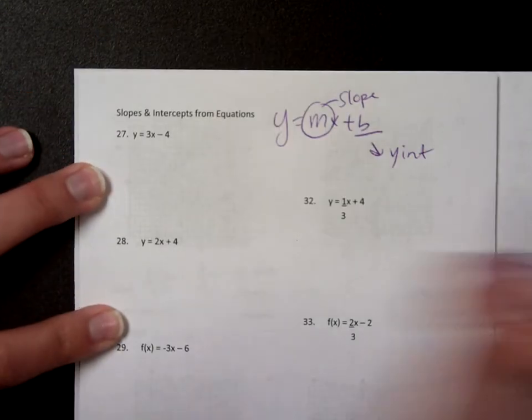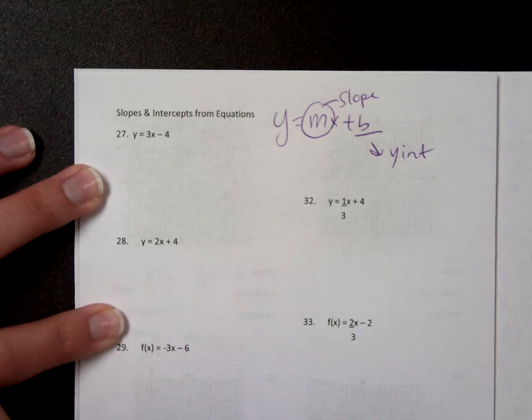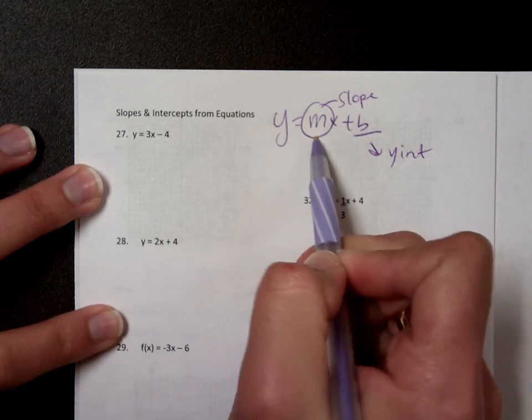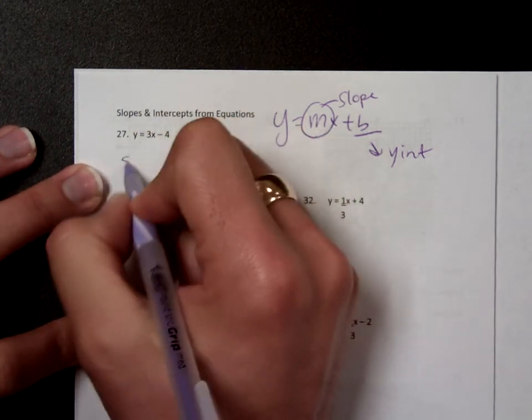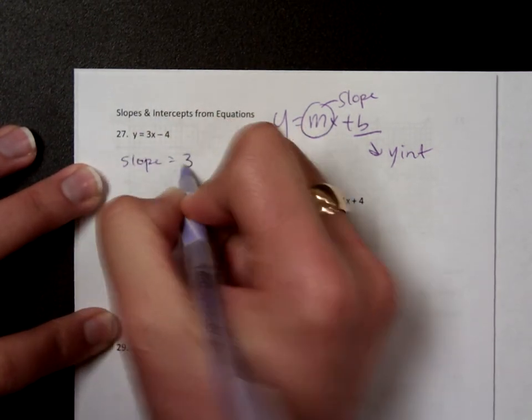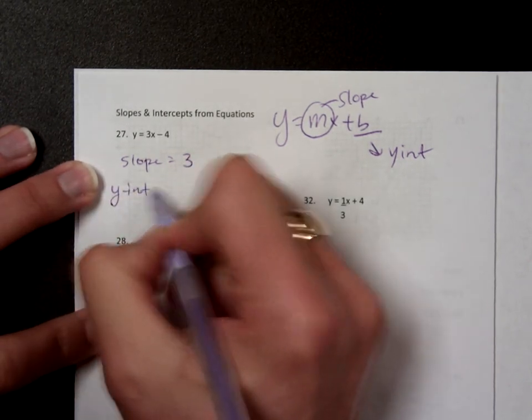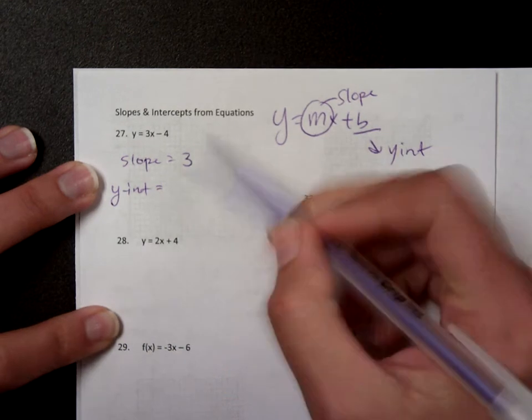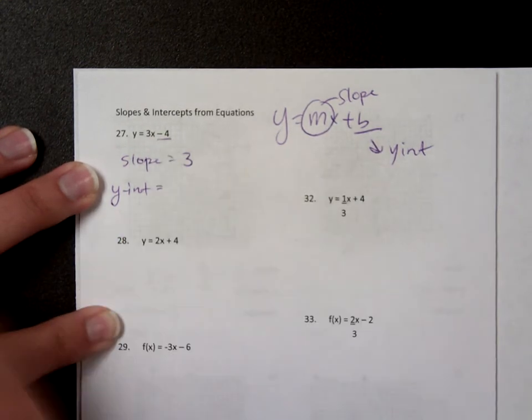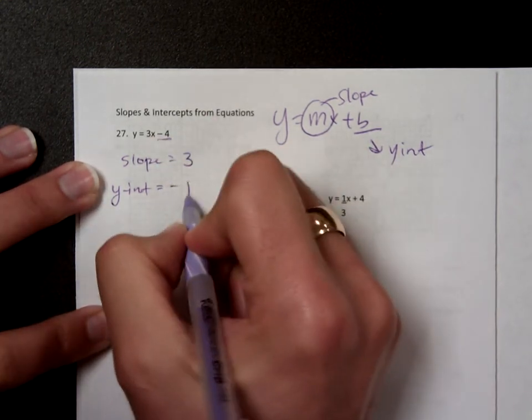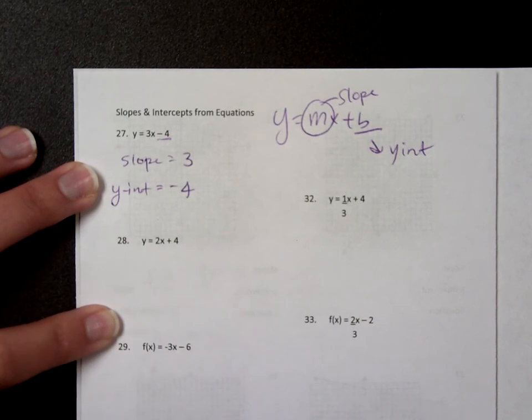Okay, so if I look at 27, y equals 3x minus 4, well, what's the number in front of my x? Whatever number's in front of my x is always going to be my slope. So my slope here is 3. My y-intercept is always going to be the number that doesn't have an x with it. Okay, so right here, my y-intercept is negative 4. And you use the sign in front of it as well. And that's it. It's really that easy. Okay, so don't overcomplicate this one.